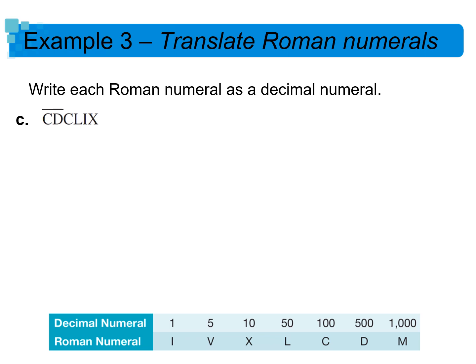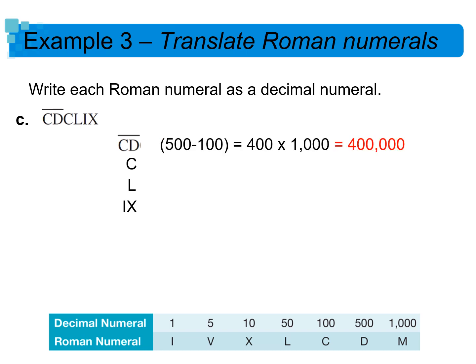Now let's look at an example that has the multiplication principle being used. So we have CD with a bar, CLIX. I'm going to write this out. I've got my CD and then CL and then the IX. So my CD, if you notice here, I've got 500 minus 100. So I'm looking at the C and the D. So I have 500 minus the 100. So that gives me 400.